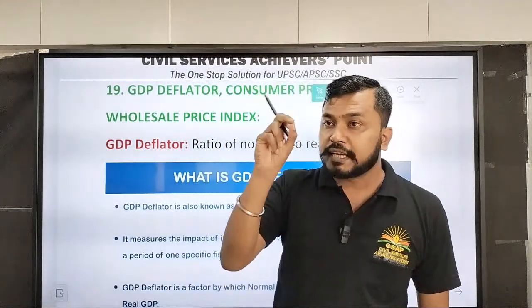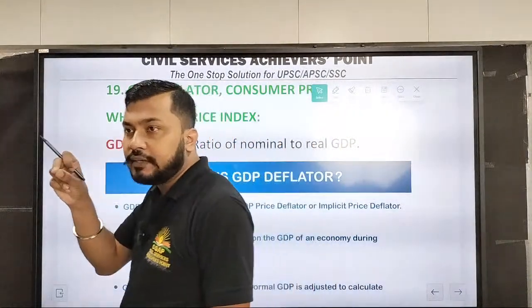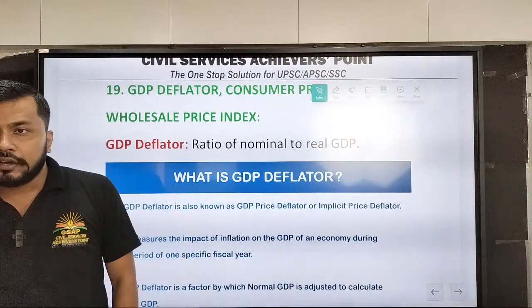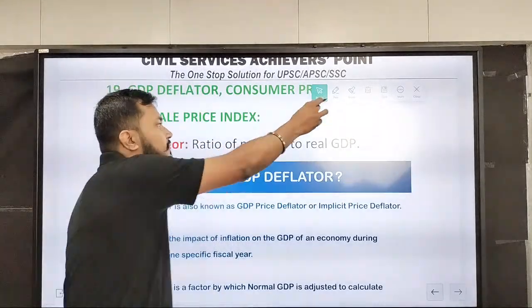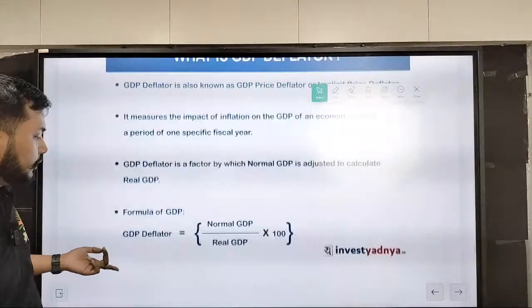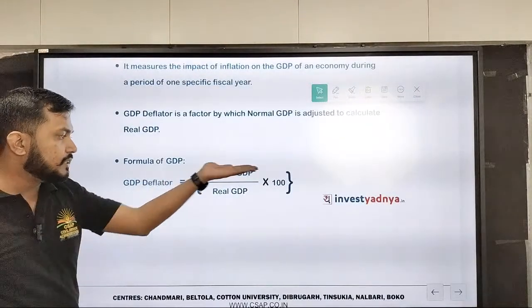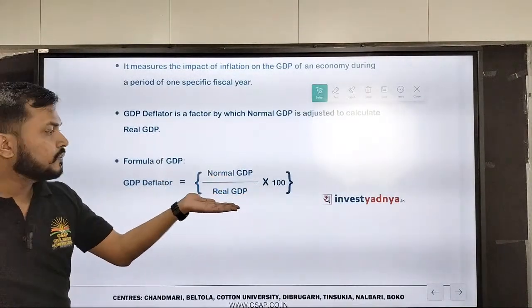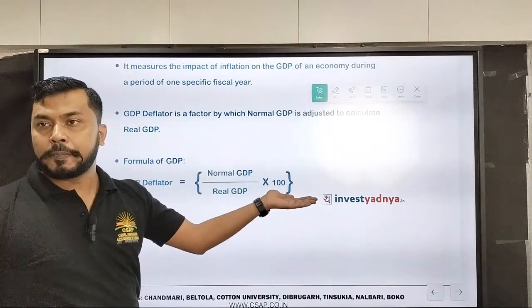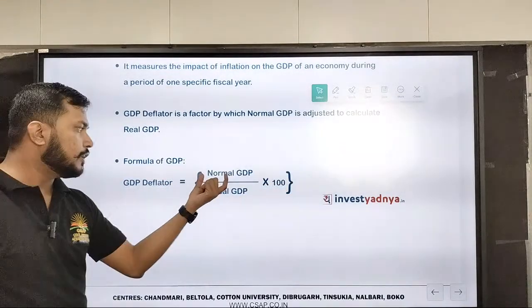So it's basically a price index which is calculated by dividing the nominal GDP by the real GDP. So the GDP deflator formula, if I say it, equals the nominal GDP divided by the real GDP into 100. Understood? So what will this be?